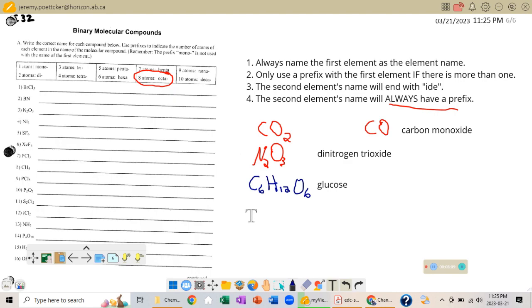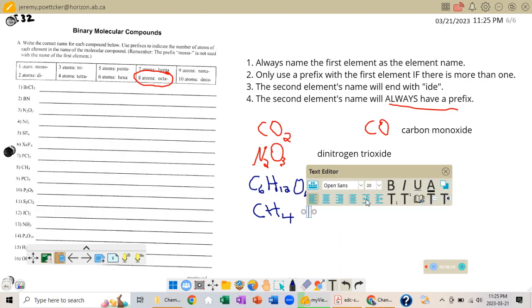Another couple non-standard ones actually show up right on this page here. Number 8, CH4. Using the rules up here, this would be carbon trihydride. The common name for this guy, though, is methane. You might have seen that in the past as well.